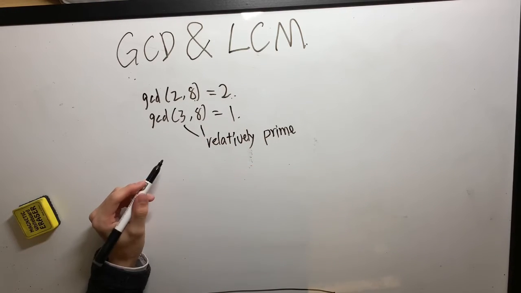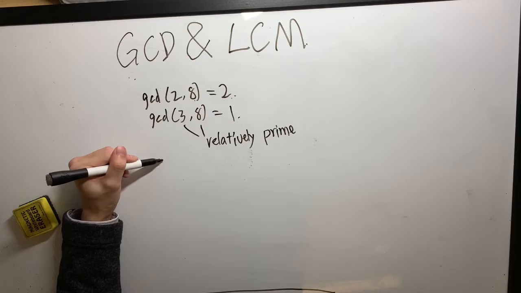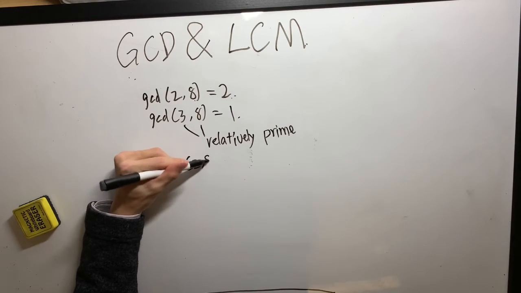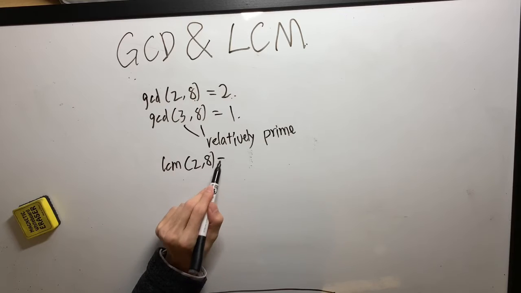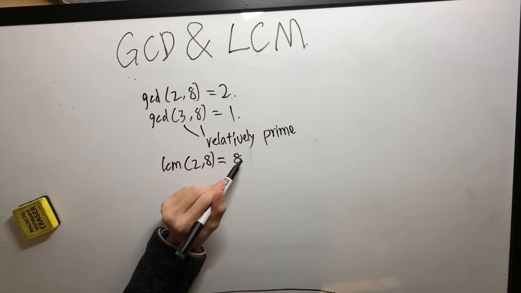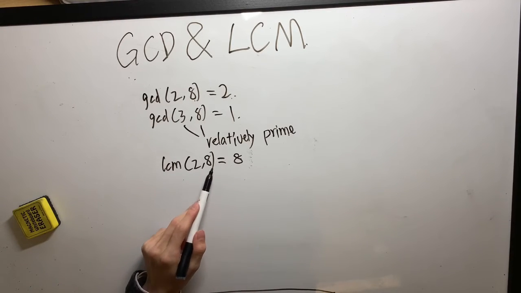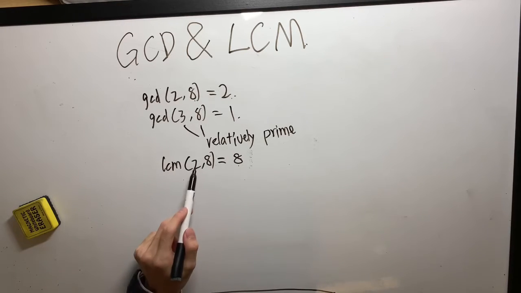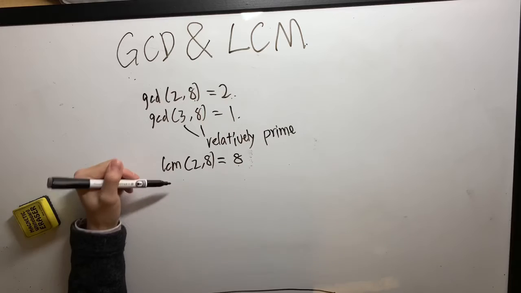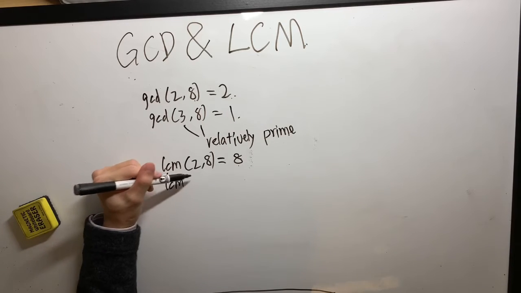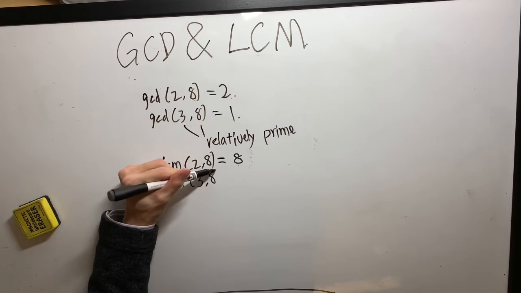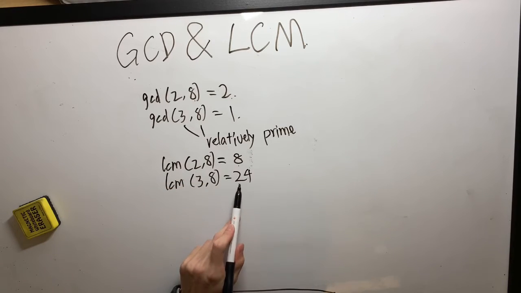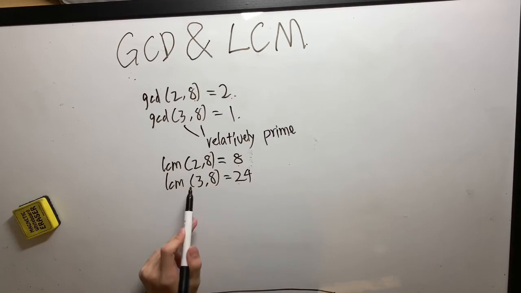Now let's look at LCM. So LCM of 2 and 8 equals 8 because 2 divides 8 and 8 divides 8. 8 is the least common multiple of 2 and 8. However, LCM of 3 and 8 equals 24 because 24 is the least common multiple of 3 and 8.